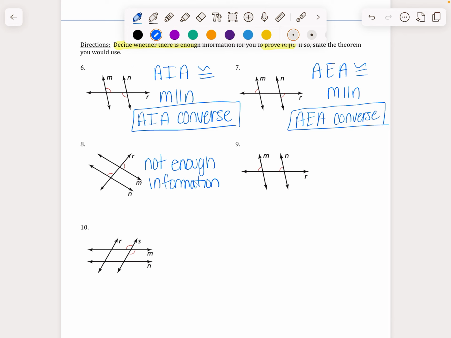Okay, here, number 9 is an example of corresponding. They're both on the same side of the transversal and the same side of the line. So here and here, they're corresponding angles. And we have one that says if corresponding angles are congruent, then the lines are parallel. So that would be the corresponding angles converse.